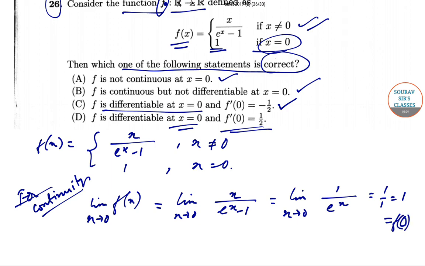So as you can see, at x equal to 0, the limit of f of x as x tends to 0 is equal to f of 0. Therefore, f of x is continuous at x equal to 0. The first part of the problem is solved.